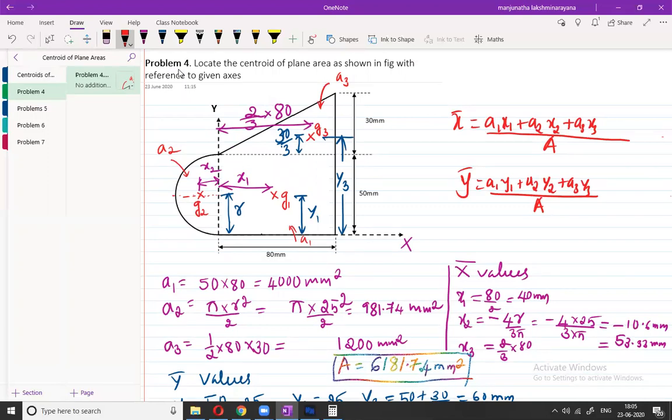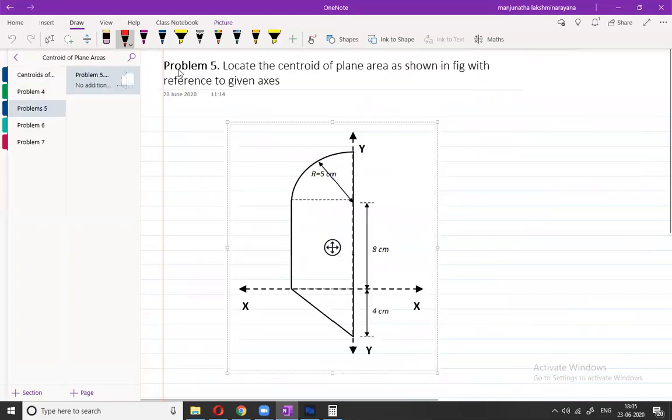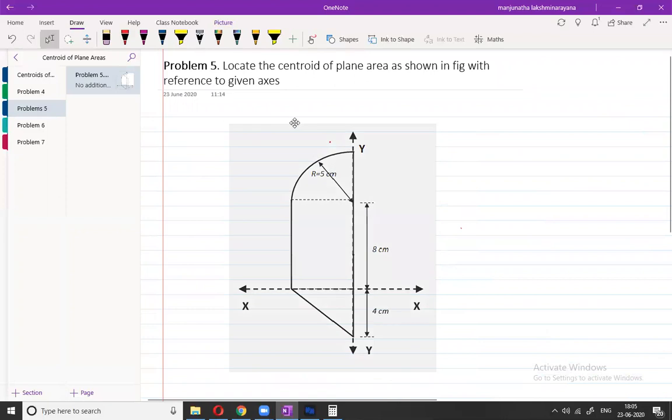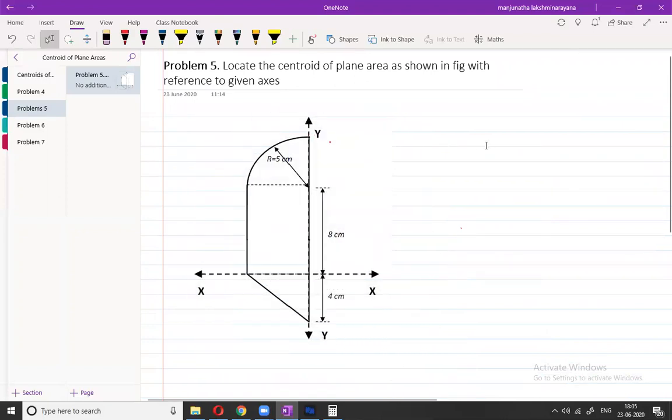Now let's take up one more problem. This is another problem where, as usual, we'll continue with identifying the areas. Let us divide this given complex area, and you can see we can identify clearly that it is made up of one quarter circle, one rectangle, and one triangle.